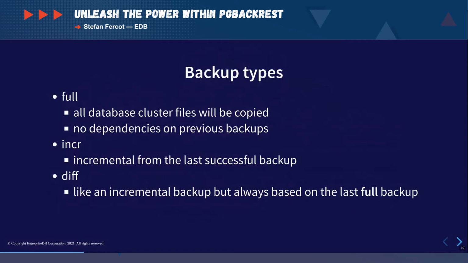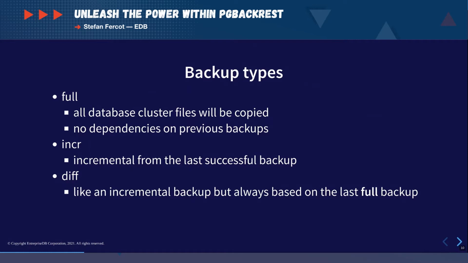Which types of backup do we have? The first one is the full backup. It will copy all your database cluster files, and there will not be any dependencies on previous backups. So everything is stored in there. And then you also have the possibility to have incremental backups. Incremental meaning we will only copy the database files that have been modified since the last successful backup. The last successful backup could be a full backup or it could be an incremental backup. So you could have a chain of multiple incremental backups.